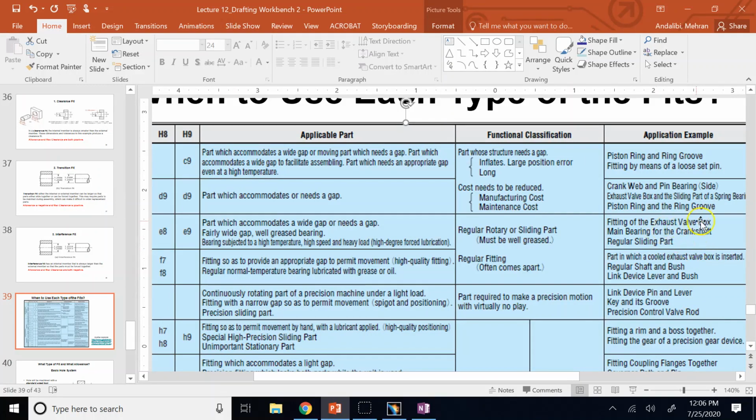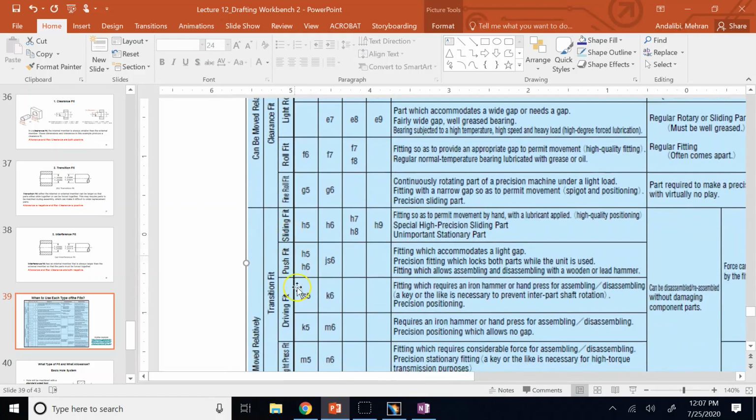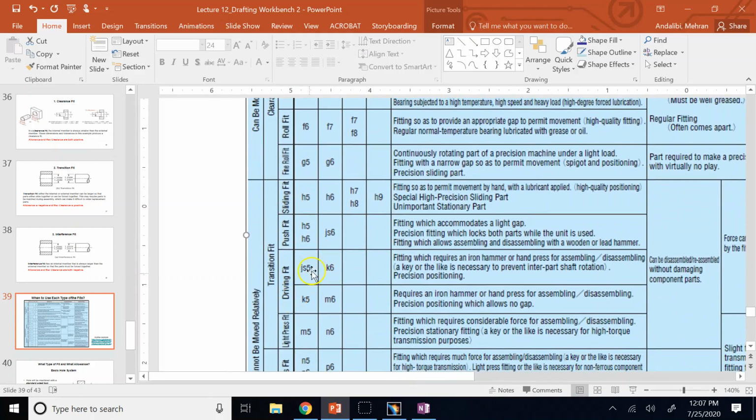Then the fitting of the exhaust valve box, the main bearing of the crankshaft. We see the same thing that I just talked about, the journal bearing. The main bearing for the crankshaft should be what? A category E9, okay? Or then we have transition fit. So transition fit class may be H5 or H6.